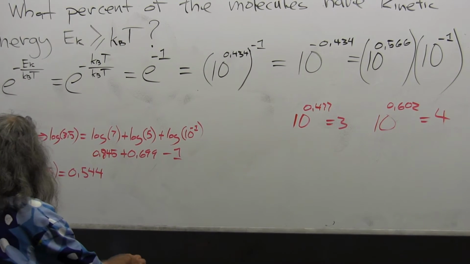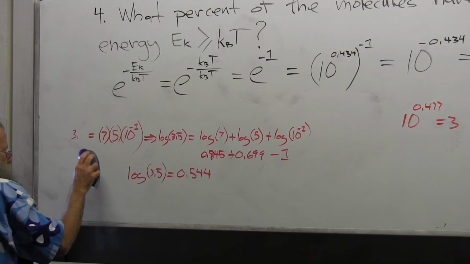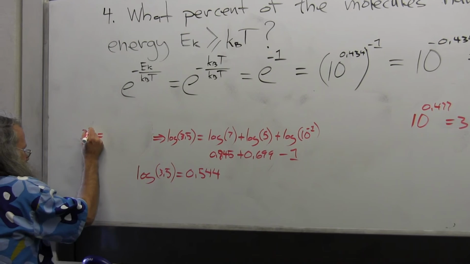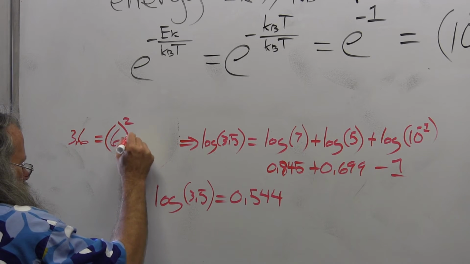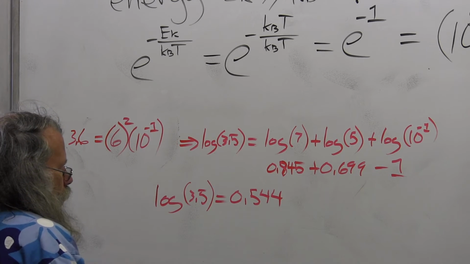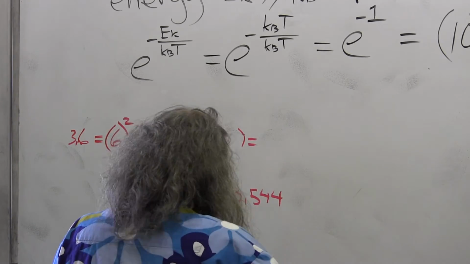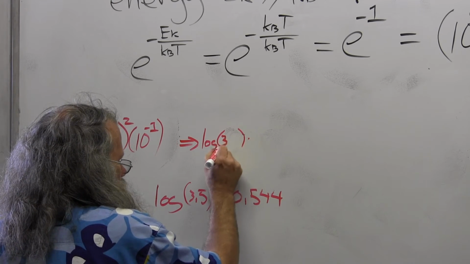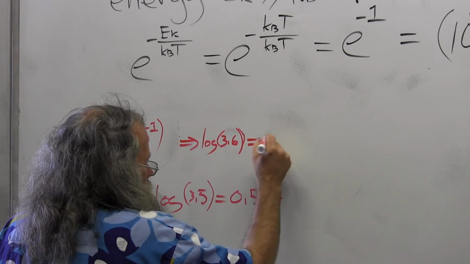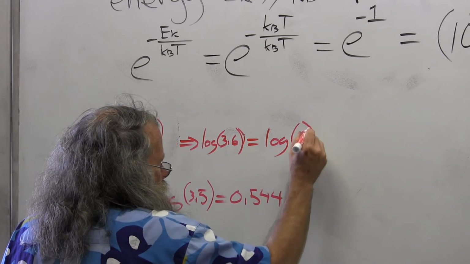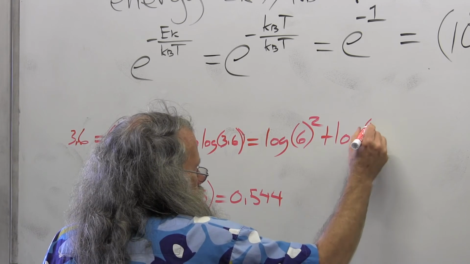Let's go back and try again. I've got 3.5 down, so now I'm going to try 3.6. And 3.6 is equal to 6 squared times 10 to the minus 1. So, therefore, the log of 3.6 is going to be equal to the log of 6 squared plus the log of 10 to the minus 1.